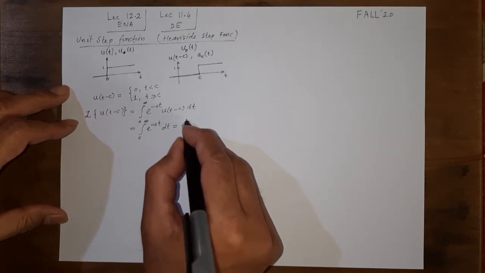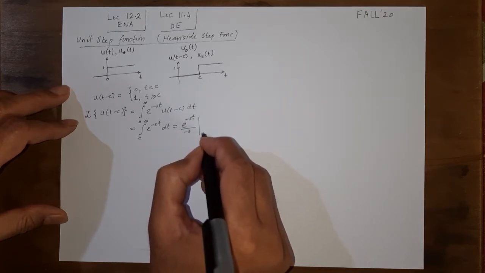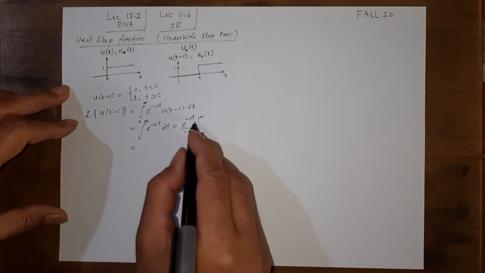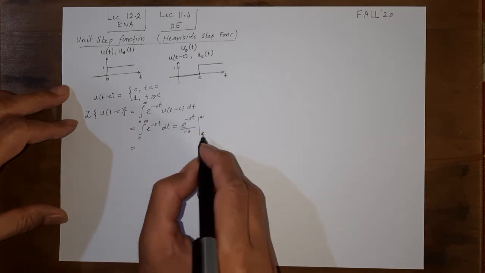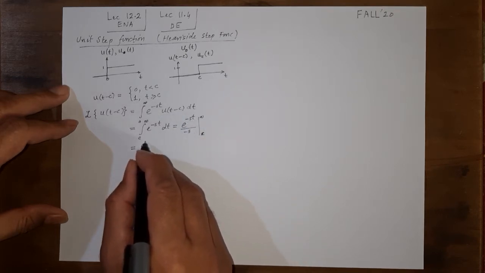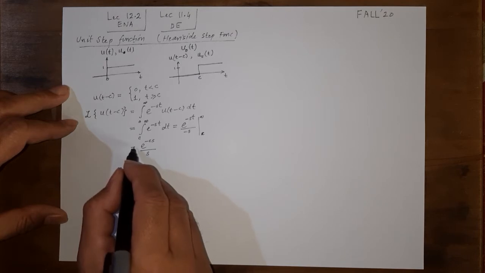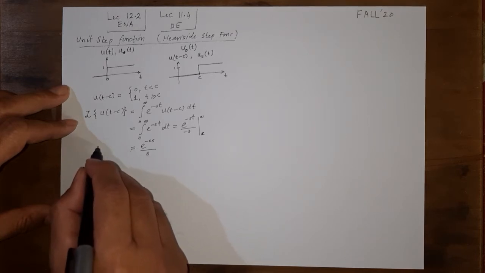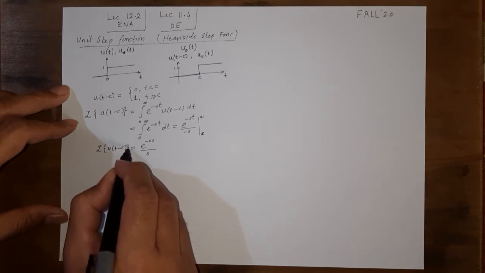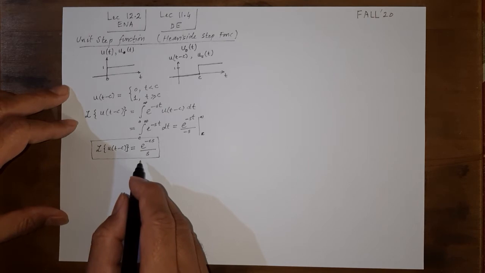This is equal to e raised to the power minus st over minus s, with limits from c to infinity. When we put infinity in, it becomes 0, and at c we get e raised to the power minus cs. So we get e raised to the power minus cs over s. This is a transform pair, in fact: the Laplace transform of a unit step function that is shifted to the location c. This is something to be remembered.